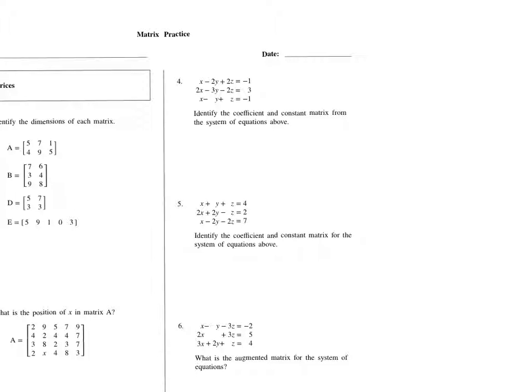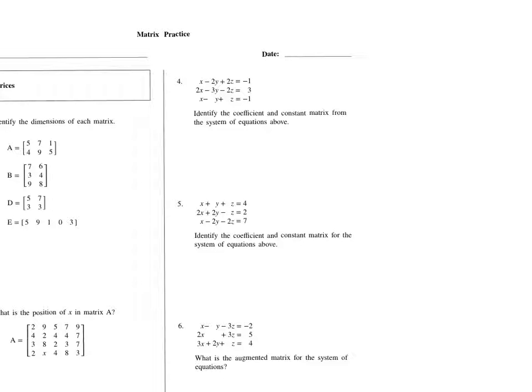So for problems 4 through 10, I'm asking you to actually write matrices in terms of the three matrices that we talked about in class. And remember, those three matrices consist of what we call the coefficient matrix, which is basically all of the numbers that are in front of these variables. So these are coefficients. And then there's another matrix we can make called the constant matrix, which are basically all of the solutions here. And then if we put all those together, we get what's called the augmented matrix.